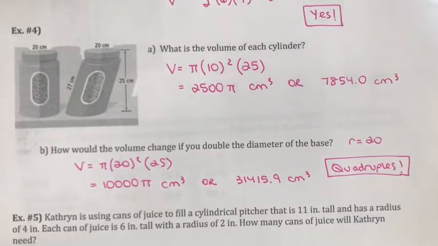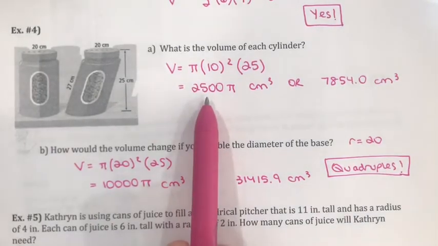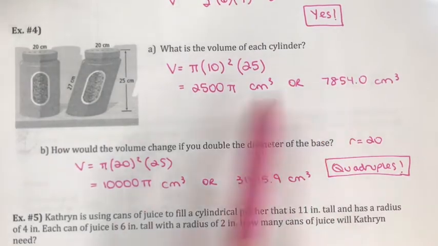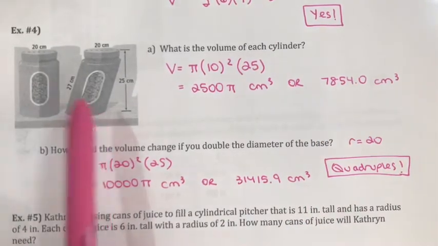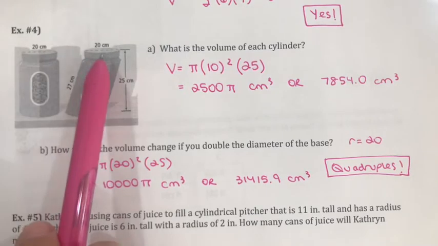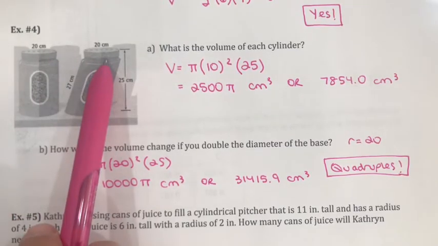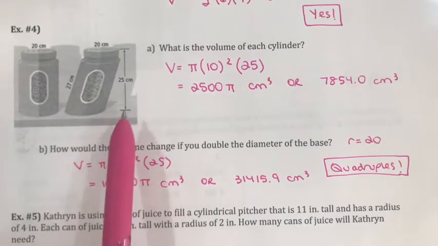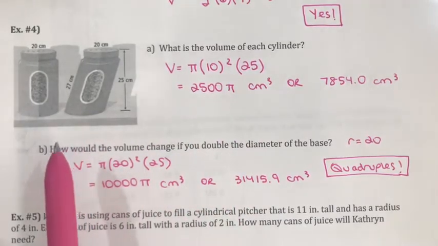So plugging our values into the formula, we get 2500 pi, or if you had typed it into your calculator, that would be your decimal answer. Notice that both of these figures have the same base, okay, which is the same circular shape and the same height. So I didn't have to do the work twice. Each cylinder has the same volume.